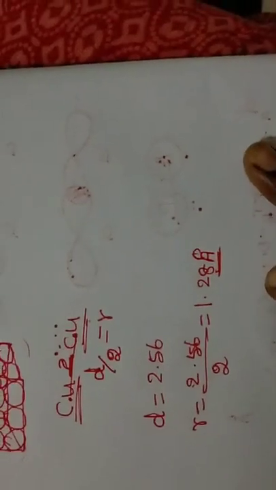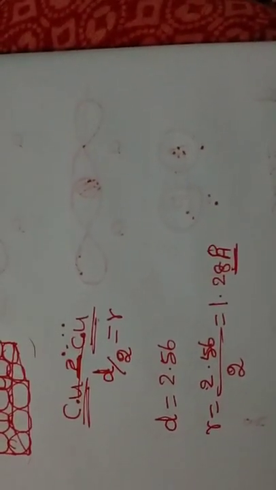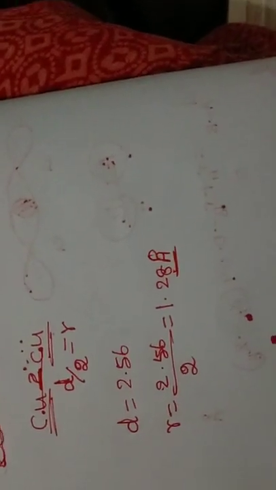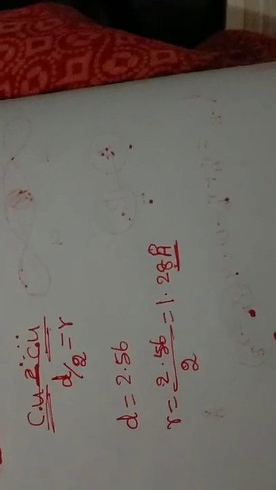Okay, students, today's class is over. From today's topic you should learn metallic radius and covalent radius: what is the definition of metallic radius and the definition of covalent radius, and how to calculate them. You should study that too. Okay, students, thank you.